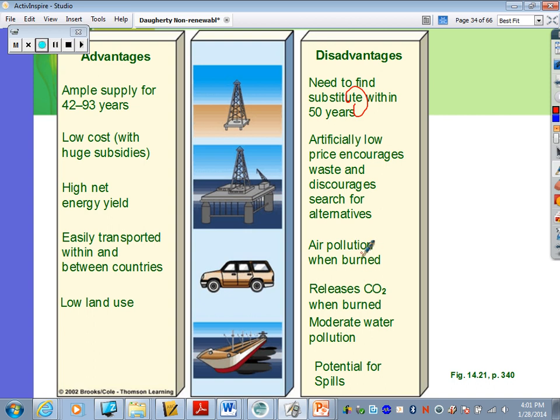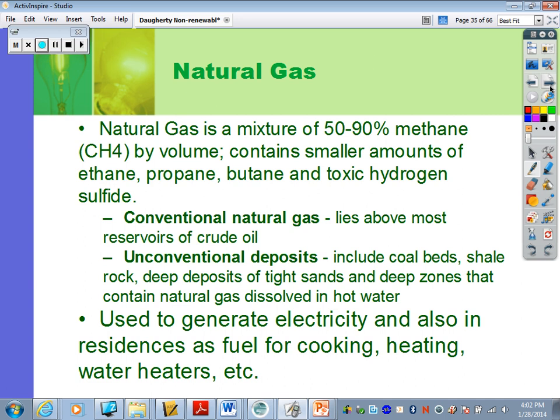Obviously it generates air pollution when burned. It releases CO2. There's moderate water pollution during the whole process of getting the oil. And then we have a big potential for spills, obviously. Okay, I'm going to go ahead and stop these notes for now, and then I'll do a part 2.